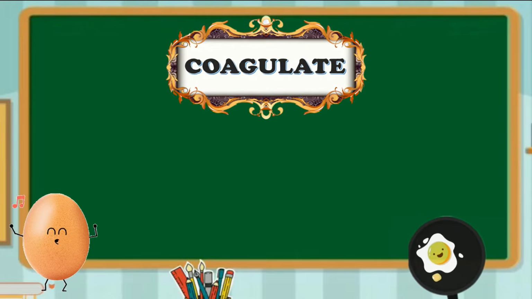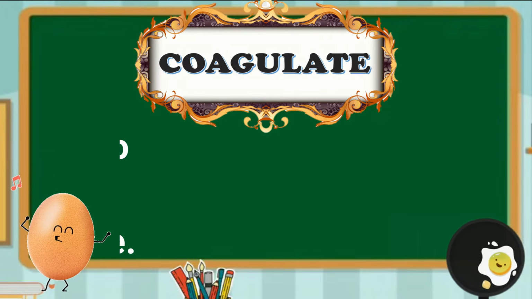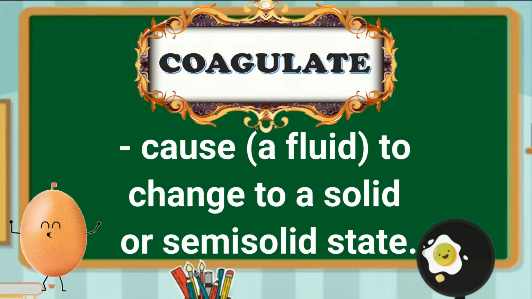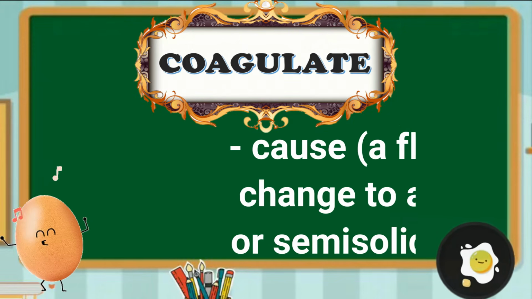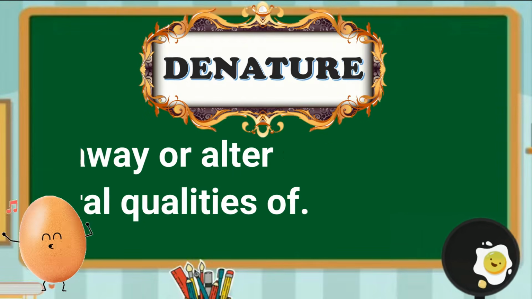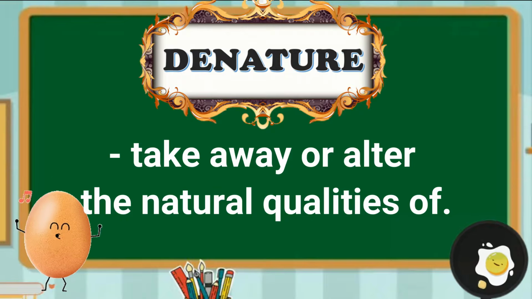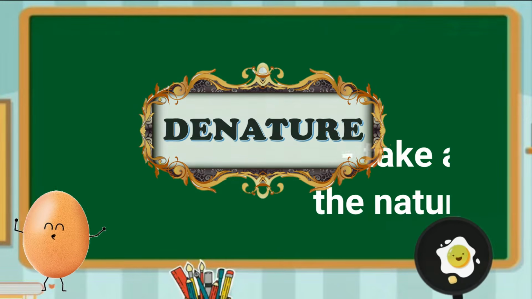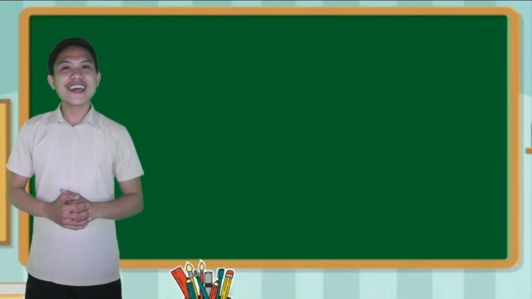Next is the word coagulate. Cause a fluid to change to a solid or semi-solid state. And the word denature means to take away or alter the natural qualities of. I think you are all set.